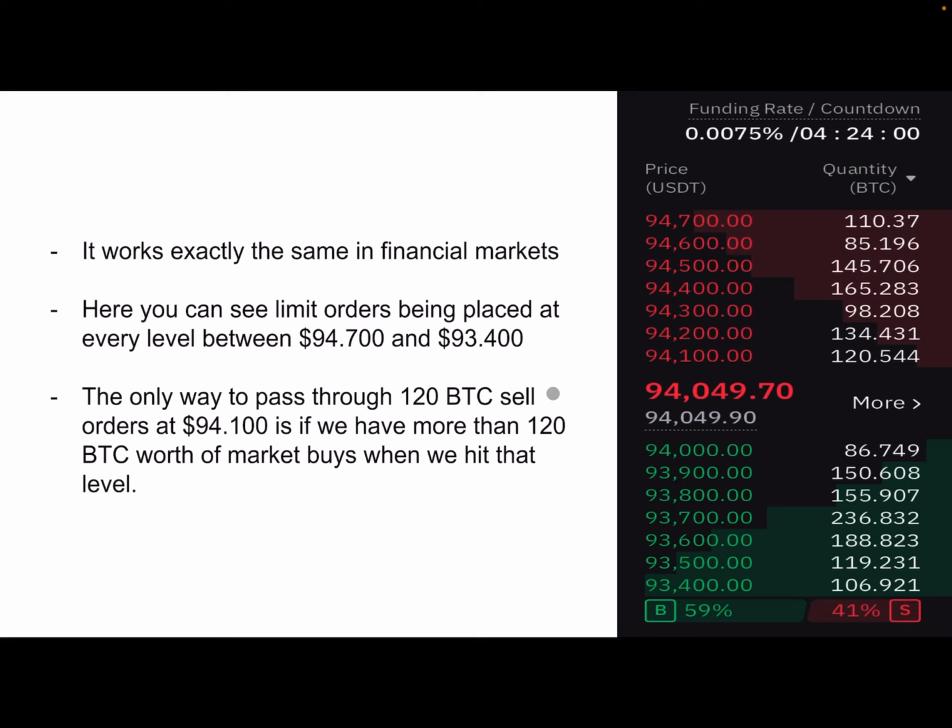Now, the only way bulls can pass through that $94,100 price is if they have more than 120 Bitcoin market buy orders when we hit that level. Because if you're not able to push through with bigger force than 120 Bitcoin, you will never be able to get past this. Well, there are obviously different factors, like they might pull the price down or they might pull their orders, but let's just focus on this for now.